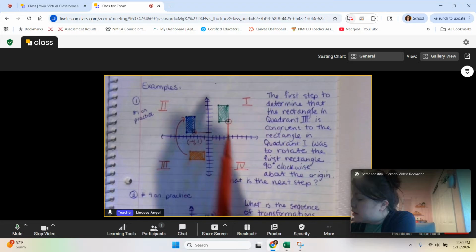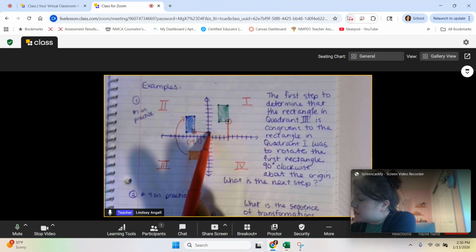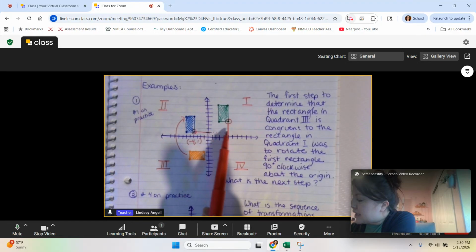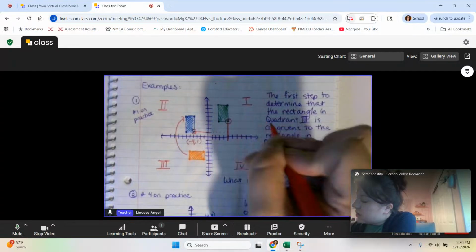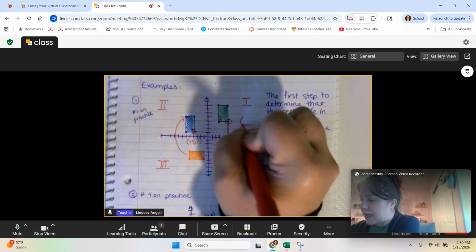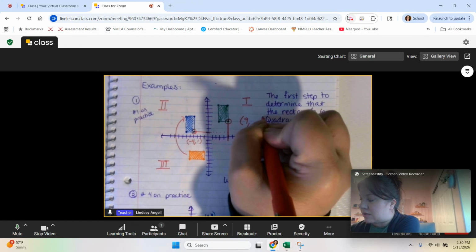-4, we can get back to 0, that's 4 spaces. 5, 6, 7, 8, 9. So we translated this 9 spaces to the right, so that would be our first value.